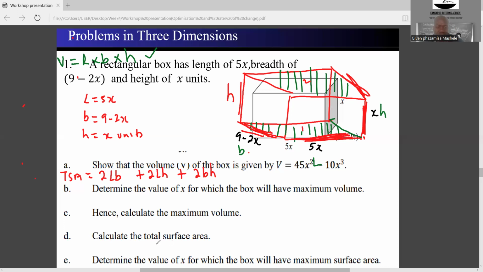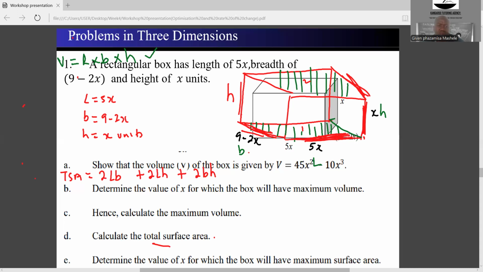You see, they want us to determine the total surface area. Actually, they say calculate the total surface area in terms of x. Okay, but it's fine, we'll address that. 5x, 9 minus 2x, then the height is x. They say to show that the volume of this is given by this. So let us do that.